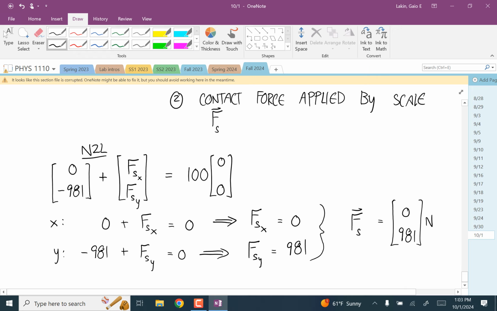And it assumes that you're standing on the scale, not touching other stuff. And if that's the case, then the force it's applying to you has the same magnitude as the force of gravity. Okay?